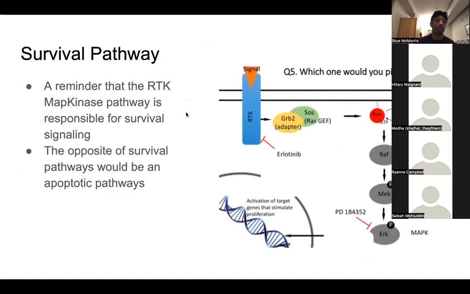Now I'm just going to spend half a second on this because I know you already went over it. This is the RTK MAP kinase pathway, where a signal comes in. The RTK activates GRB2, which activates SOS, which activates RAS, which activates RAF, which activates MEK, which activates ERK. You don't even need to know the specific names of these, just know they're MAP kinase, MAP kinase, and MAP kinase.